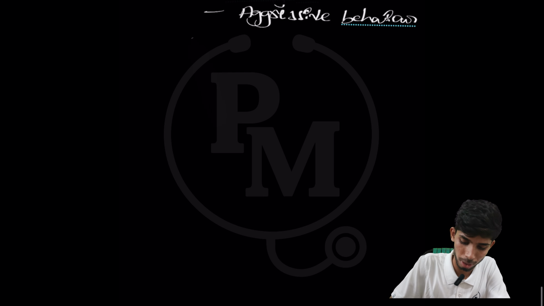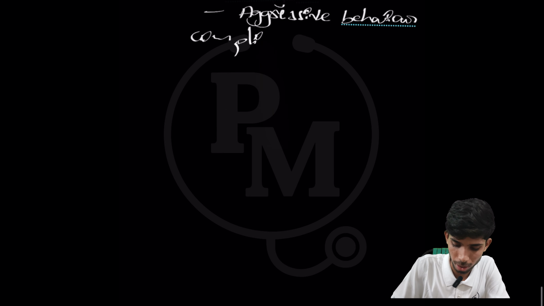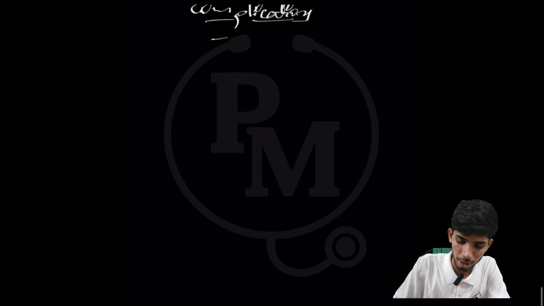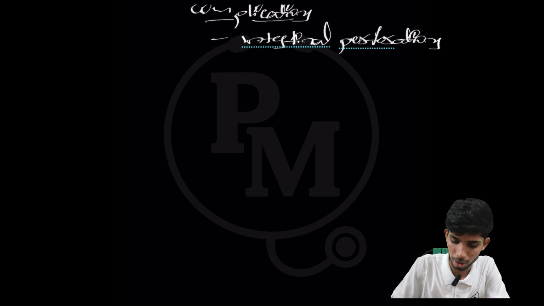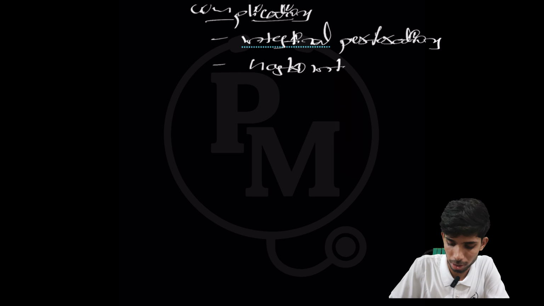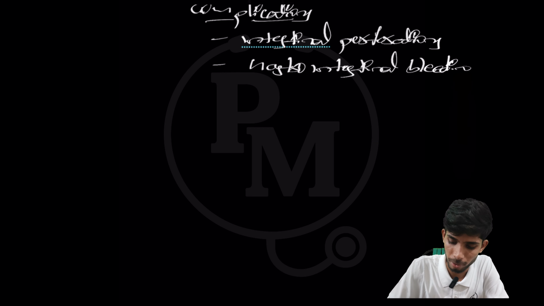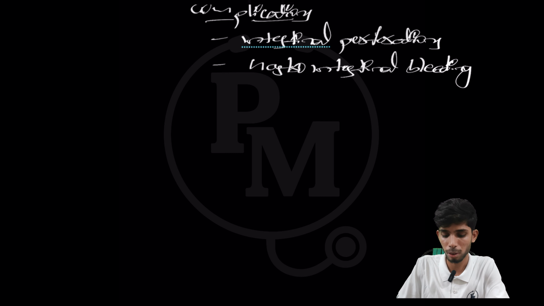And at last we see the complications. In complications, mainly intestinal perforations and gastrointestinal bleeding, because it mainly affects the intestine. Complications will be seen only in the intestinal part, like intestinal perforations and gastrointestinal bleeding.